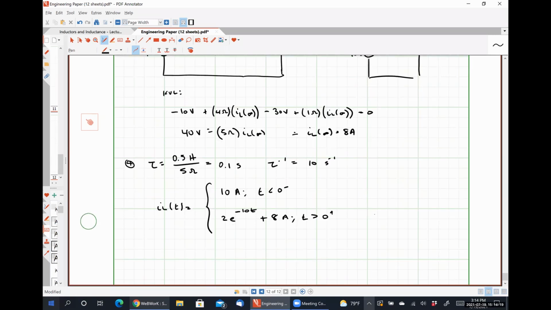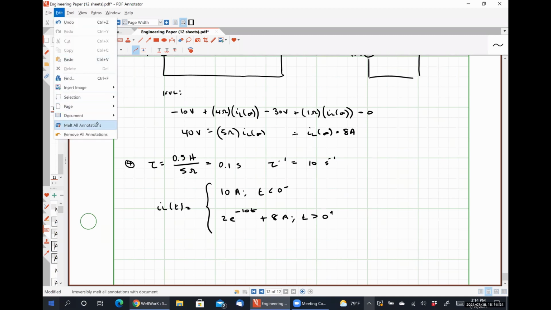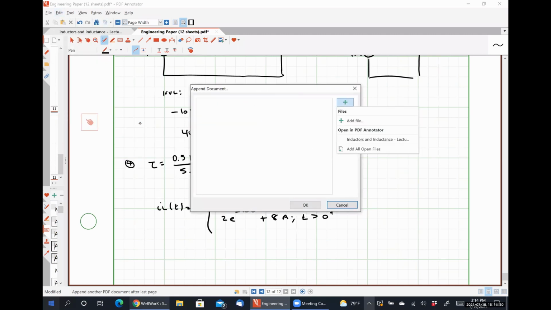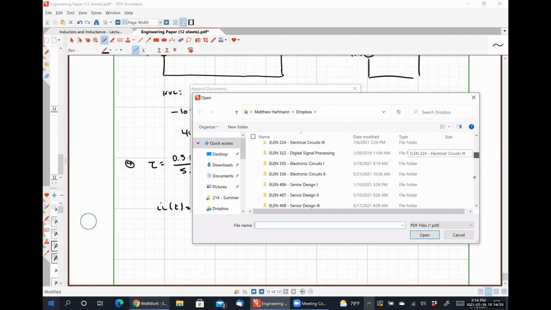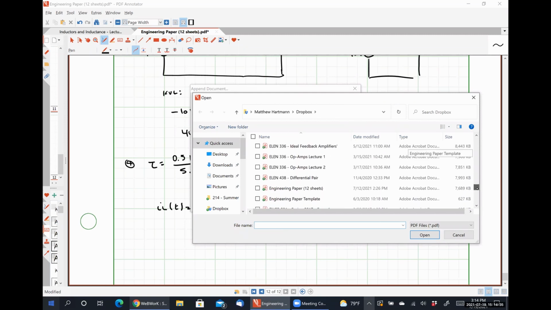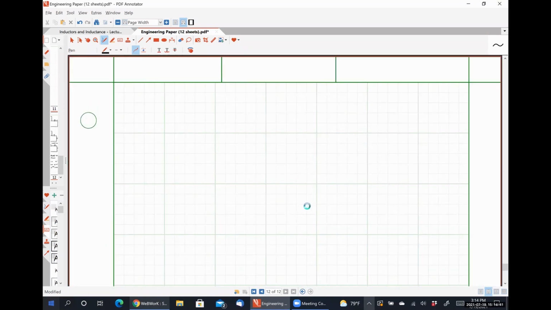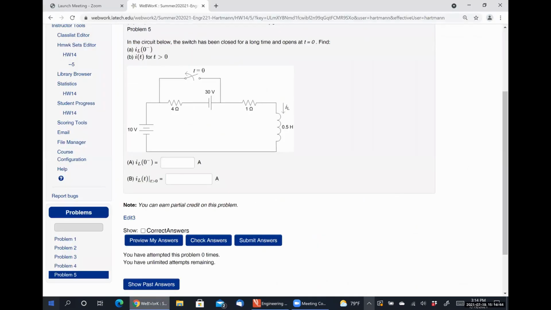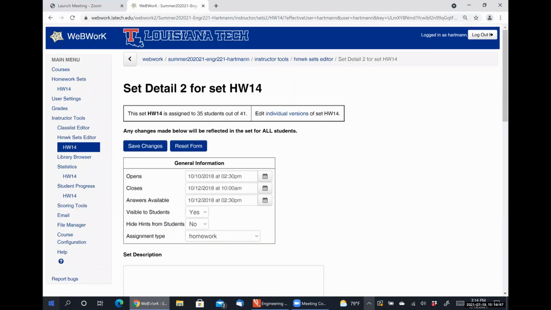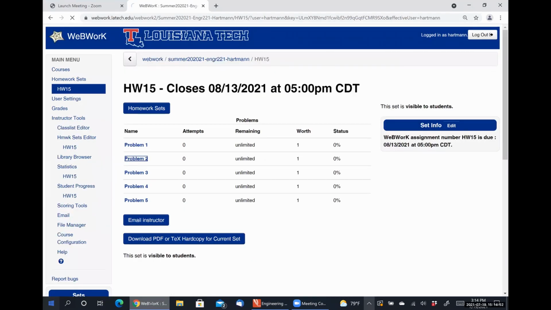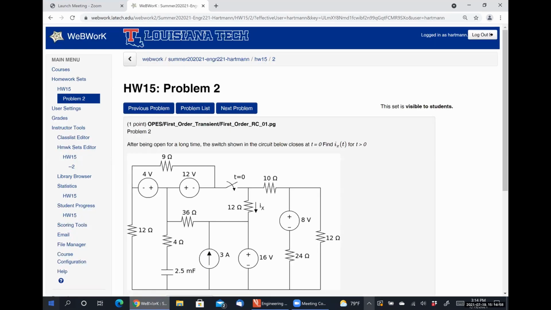Did I already use all 12 pages? Let me edit the document. All right, giving myself another page. Homework 15. Excuse me. Problem number 2. All right.